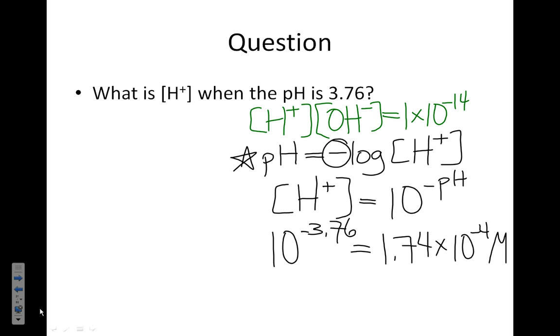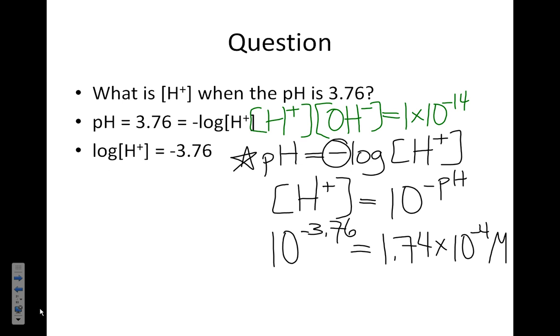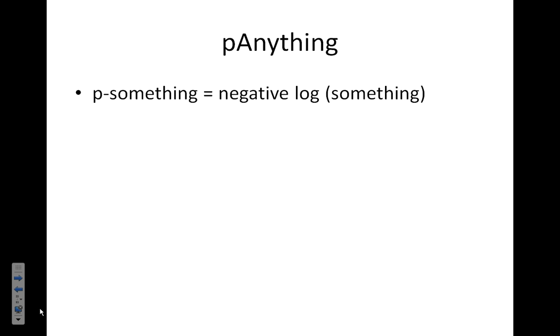Okay, so showing the same sort of stuff right there. Which brings up this next point, pAnything. What does lowercase p mean? It's not a random number, it is actually describing a mathematical function. If you have a small p out in front of something, it means that you need to take the negative log of that thing. pH means take the negative log of the H, meaning the hydrogen ion concentration. That's where that comes from.